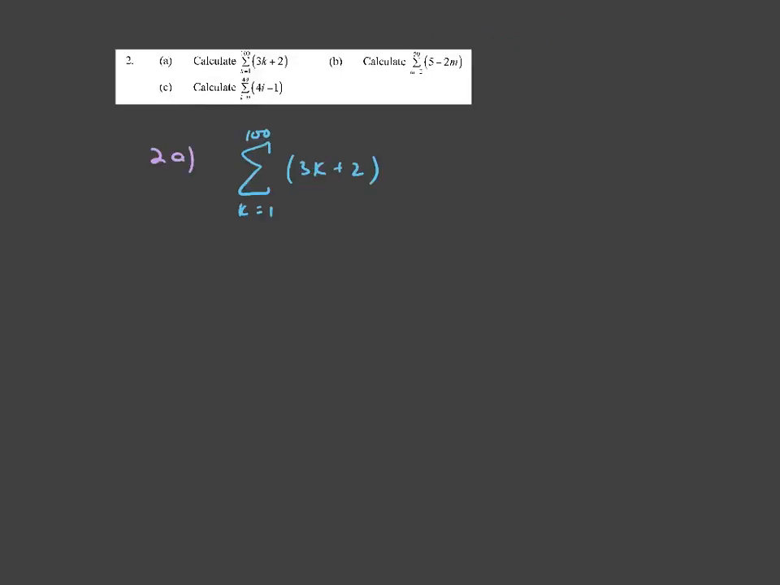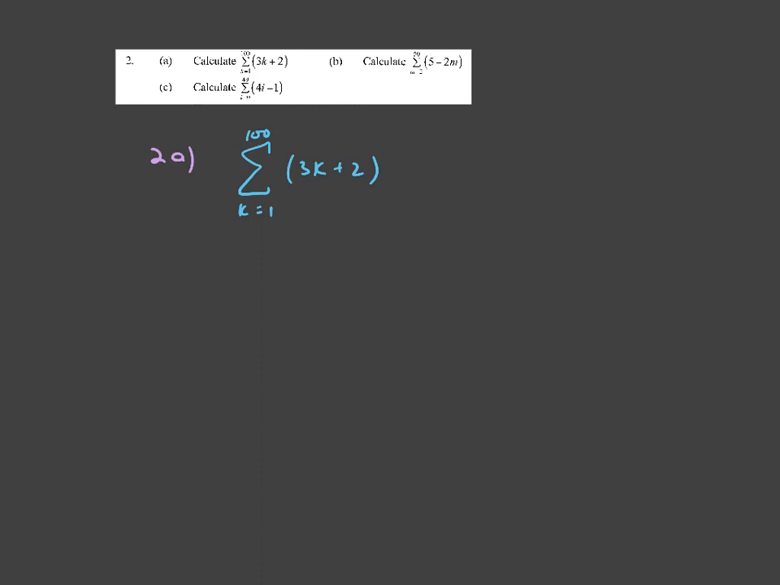All right, so let's look at question 2a. So I give you a sigma. Sigma means sum. So this is the sum of that general term there, 3k plus 2. You can see it's an arithmetic sequence in that form, it's linear. And I want to know what the sum is.